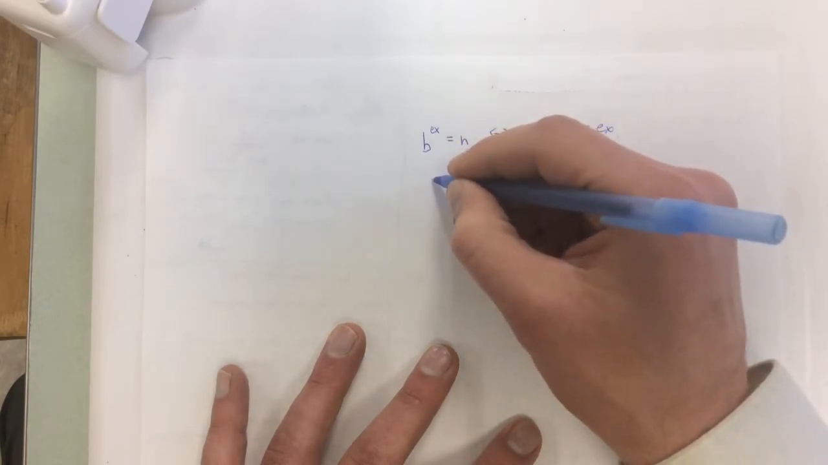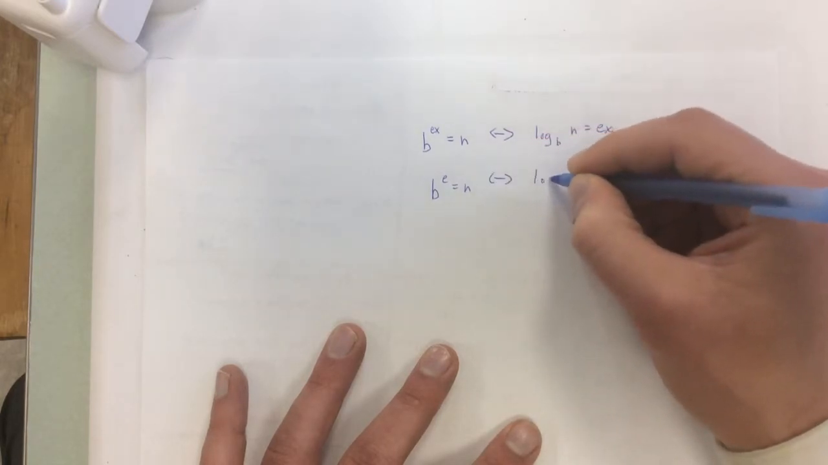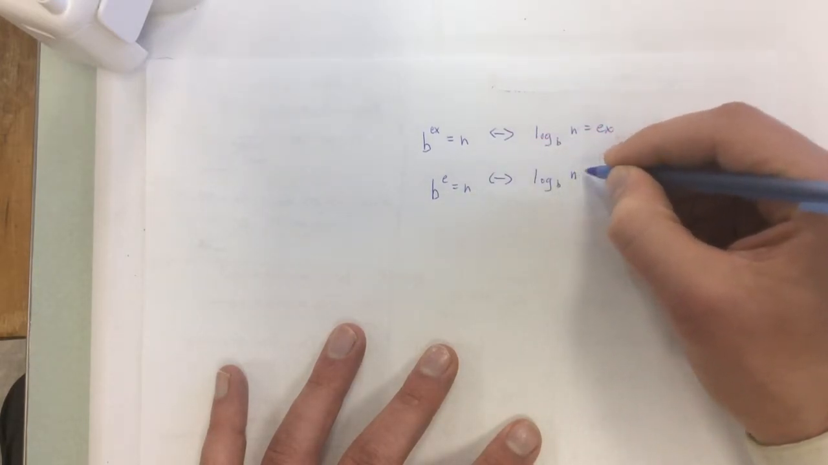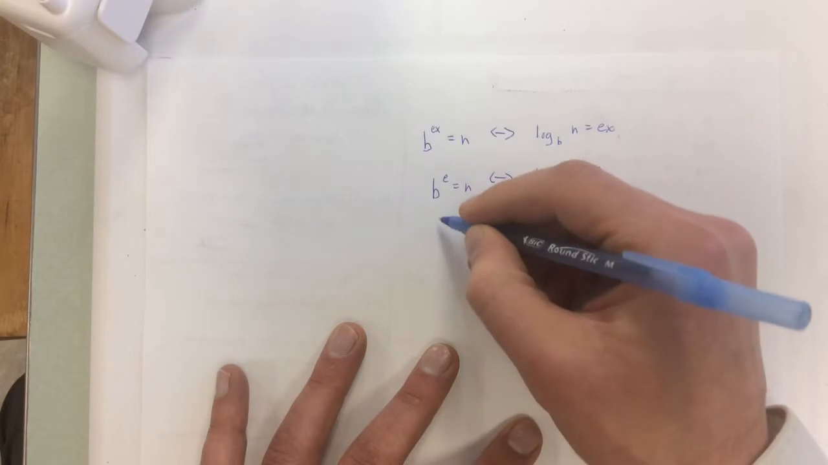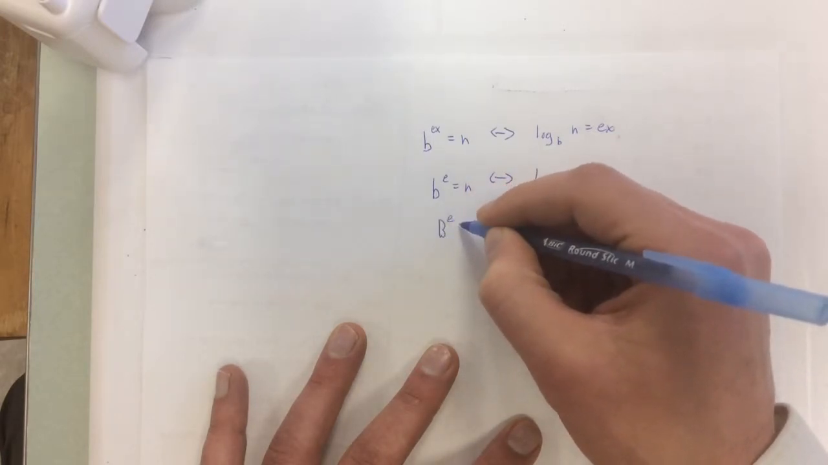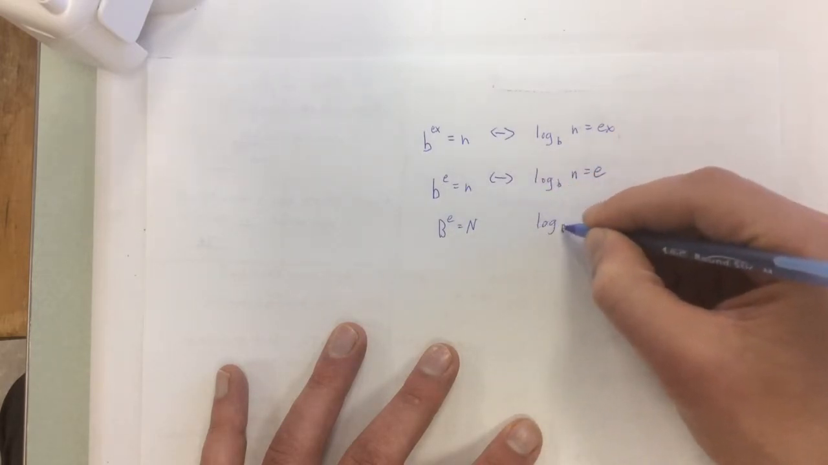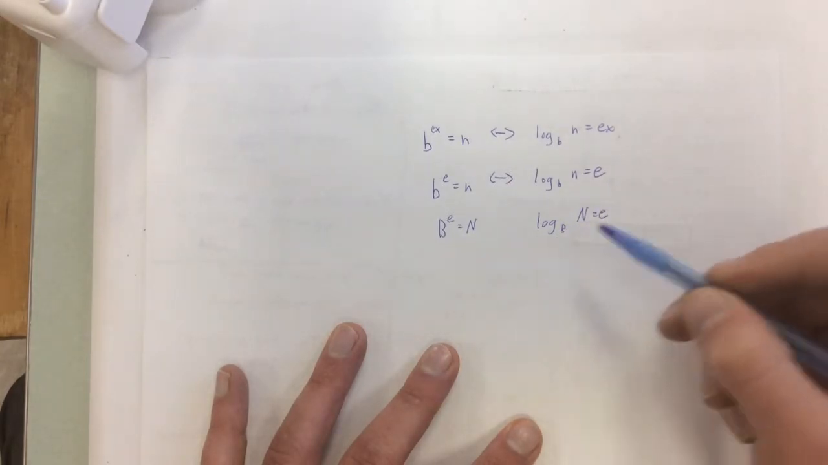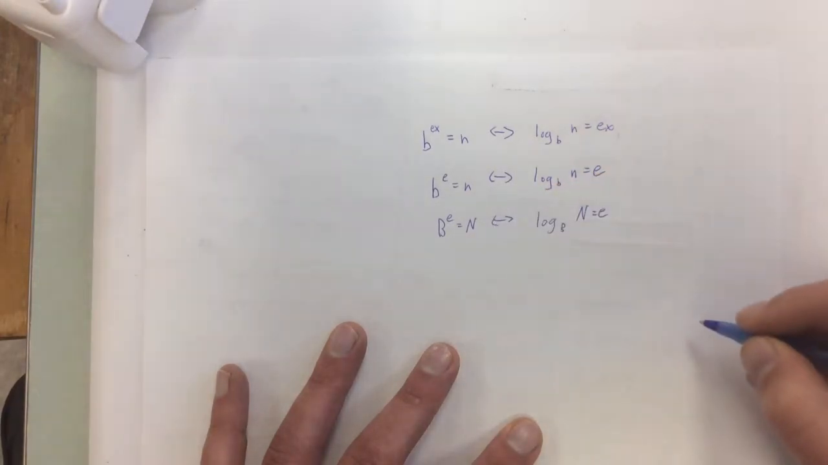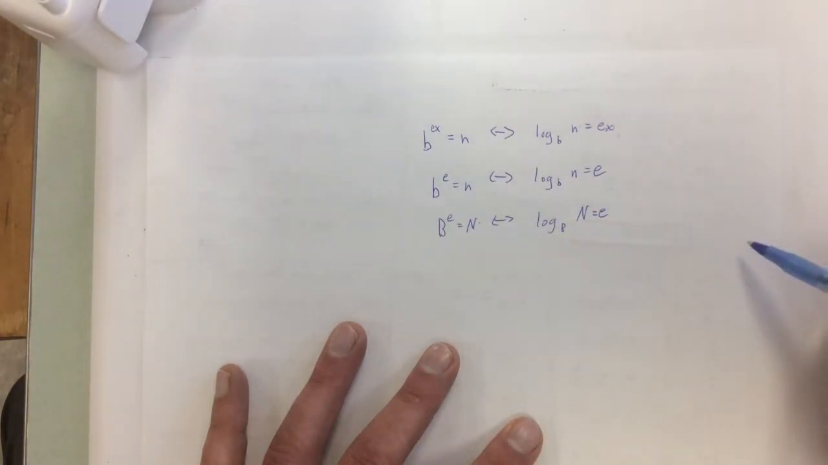I had some friends in high school who thought about it this way. This is the base, this is the exponent, this is the number. Log, base, number, exponent. And they called it Ben the Log Bunny. Kind of weird, but it's how they remembered what numbers go where. Base exponent number is equal to log base of number equals exponent. Ben the Log Bunny.